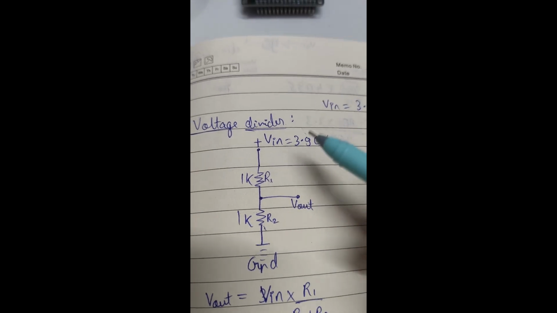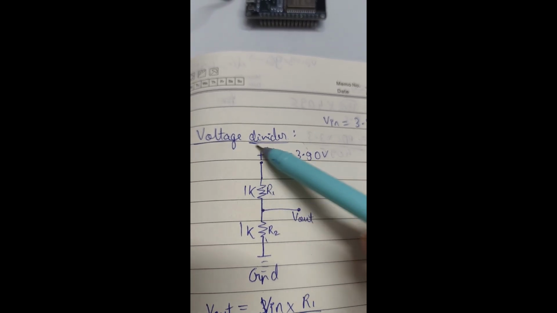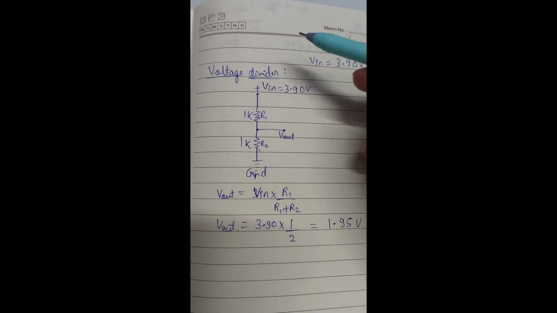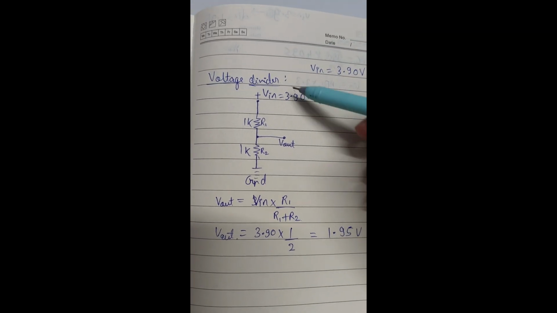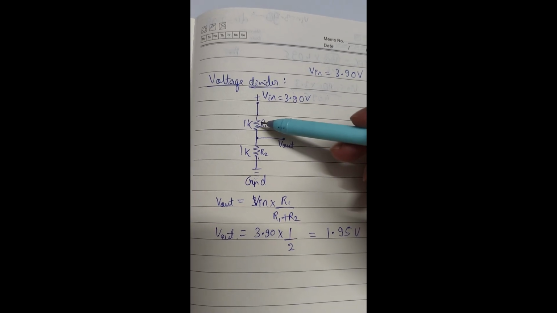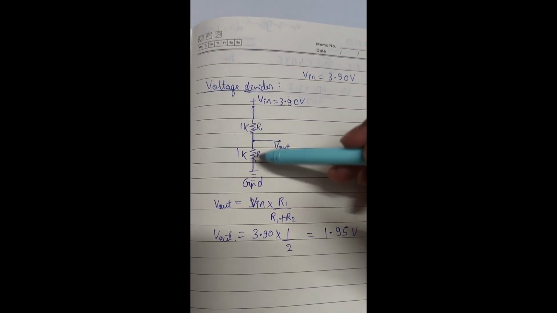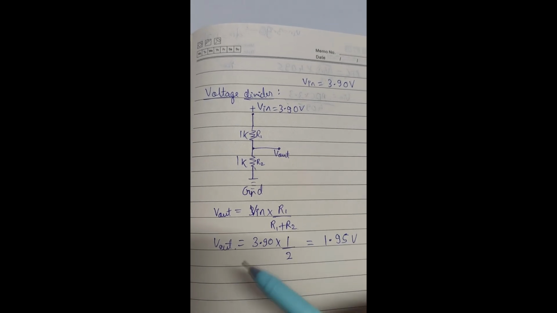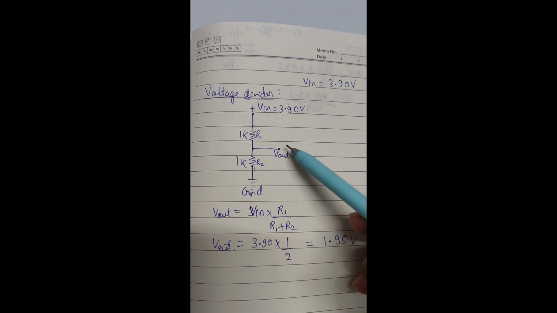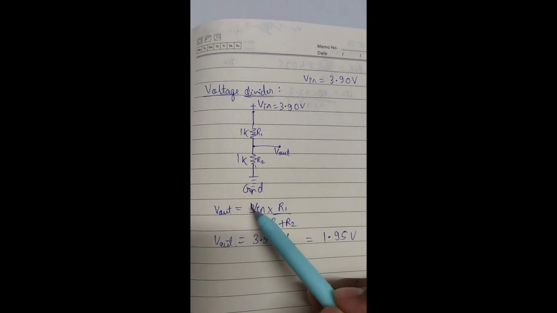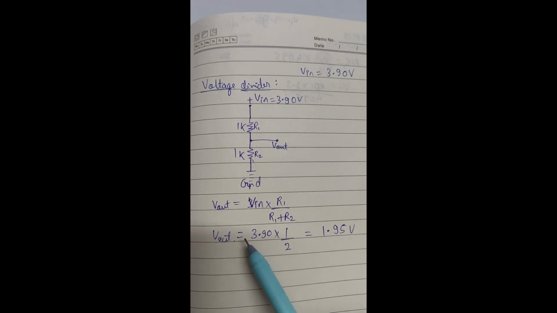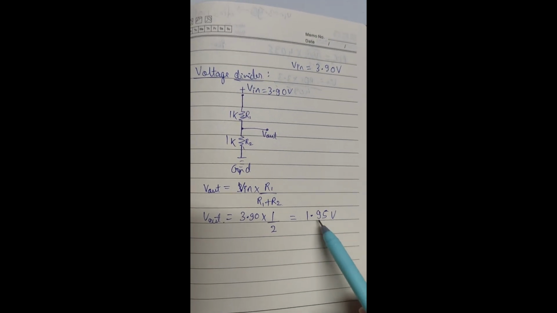So what we are gonna do is, we are gonna divide the voltage by the voltage divider rule. This is the voltage divider rule. Here the Vin is given as 3.90, and these are the two resistors of the same value, that is 1 kilo ohm and 1 kilo ohm, and here goes the output, and this is connected to the ground. So our output is equal to Vin multiplied by R1 divided by R1 plus R2. That becomes this value, 1.95.